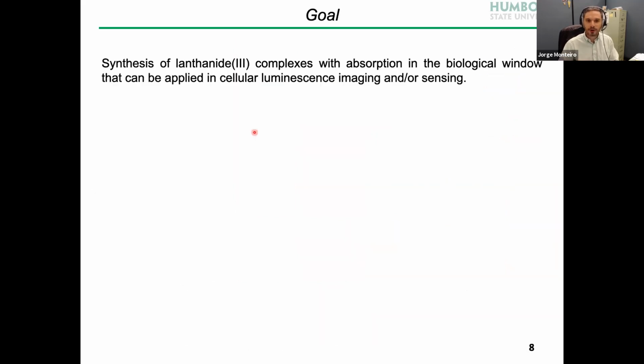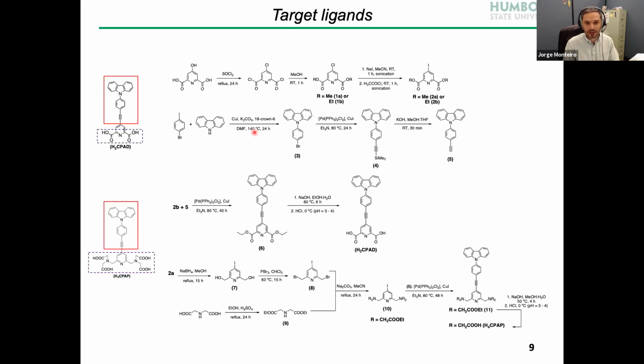So therefore that brings us to the goal of the research program: synthesis of lanthanide 3+ complexes with absorption in the biological window that can be applied in cellular luminescence imaging and/or sensing. So to overcome the problem of the absorption band being far from the laser line in the microscope, we came up with two ligands.